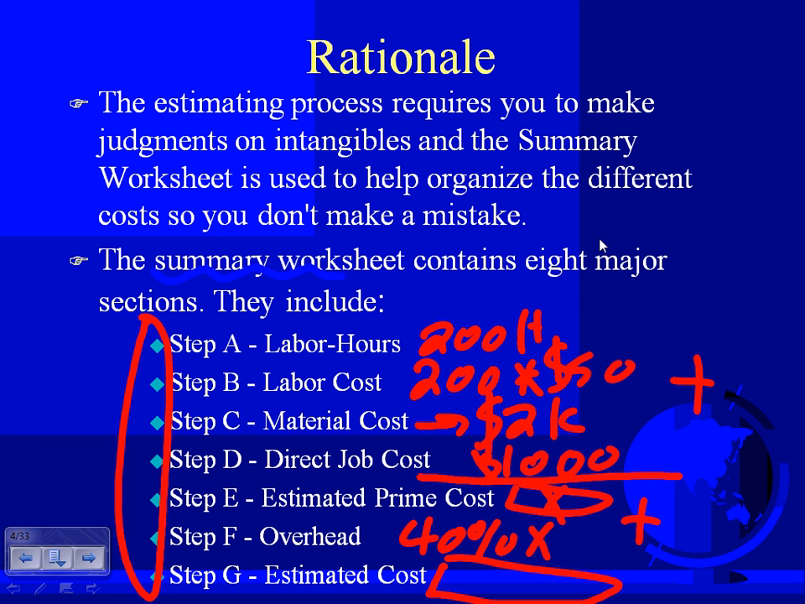Then add 40% or so overhead. That will give you your overhead in dollars. And then add the overhead to the prime cost. Can you guys see the prime cost? To the overhead, it will give you the estimated cost. That's the value that you're going to go to town with and add a profit on.